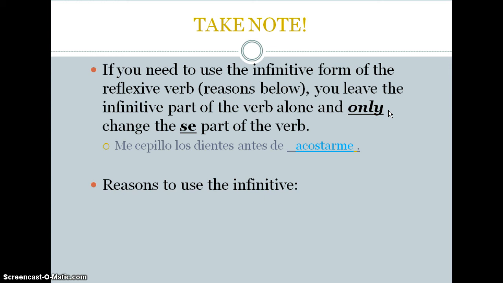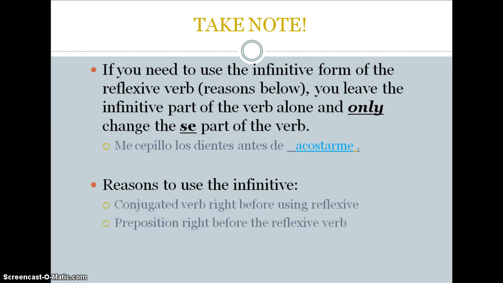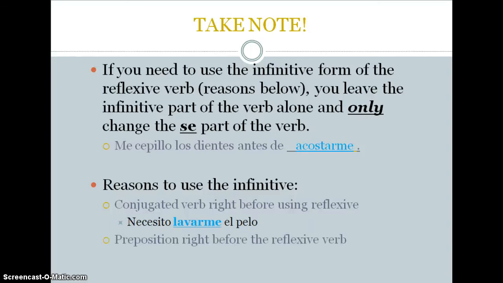The only reasons to use just the infinitive would be a conjugated verb right before the reflexive, and a preposition right before the reflexive. A conjugated verb would be like, necesito lavarme el pelo. I need to wash my hair. So I've already got a conjugated verb here, so it would just say lavar, and again, I'm only changing the se part into the yo form because I'm talking about myself. I could also say, necesitas lavarte el pelo. You need to wash your hair. Necesitas is in the tú form, and this gets conjugated in the tú form as well, lavarte el pelo.